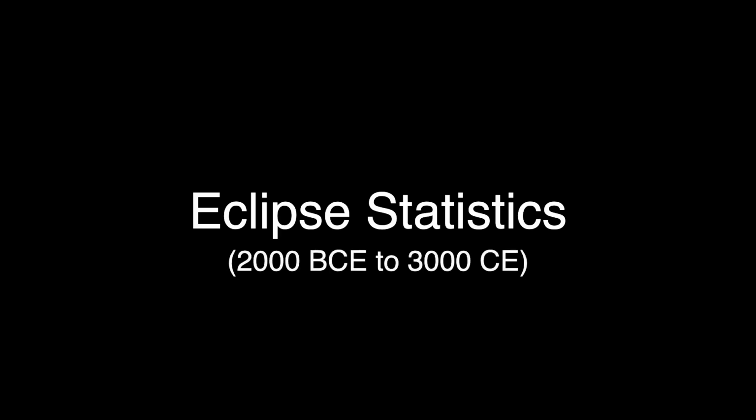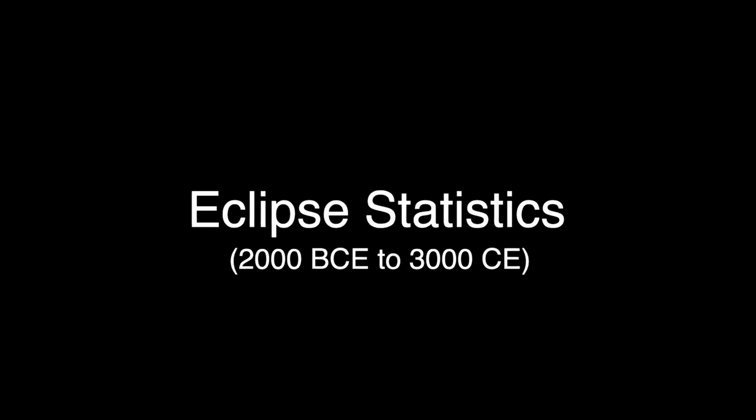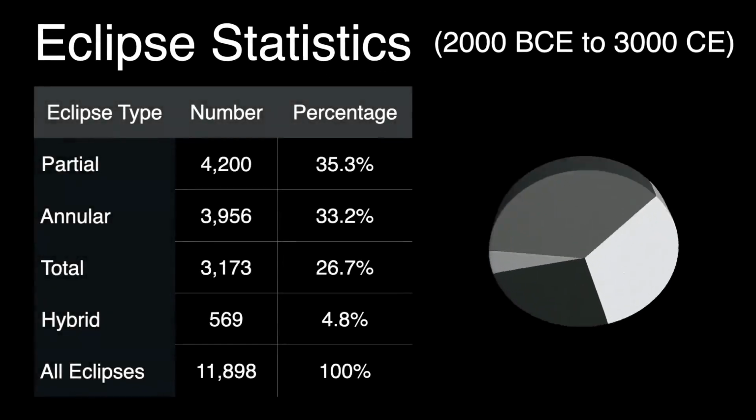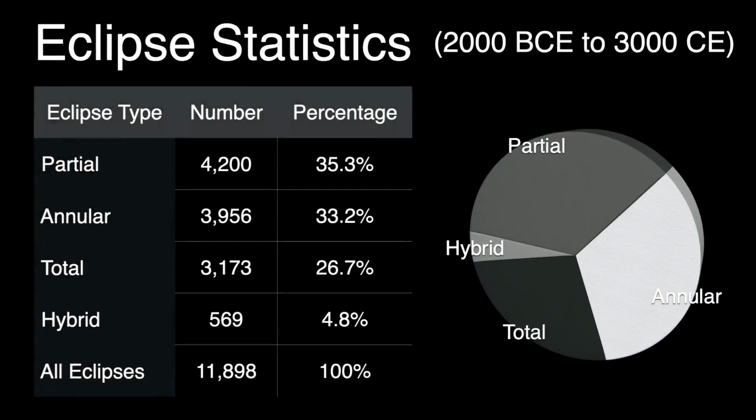What portion of eclipses are partial, annular, or total? It might be interesting to take a quick look at that. We'll use 5,000 years of eclipses from 2000 BCE to 3000 CE. About 1/3 of all eclipses are partial. Another 1/3 are annular, and slightly over 1/4 are total. There's an additional type of eclipse here called a hybrid eclipse. It's one that starts out or ends as an annular eclipse with a central total eclipse portion. Those make up about 5% of all eclipses.